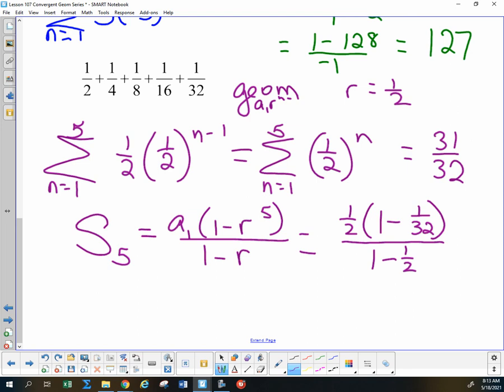Does that look about right? Because I haven't done this on my notes page, so keep me honest here. All right, so the denominator is going to be a half, right? Can I go ahead and just cancel the half with the half? And 1 minus a 32nd is going to be 31 32nds.